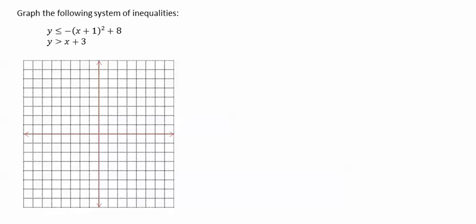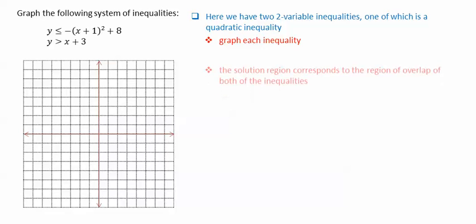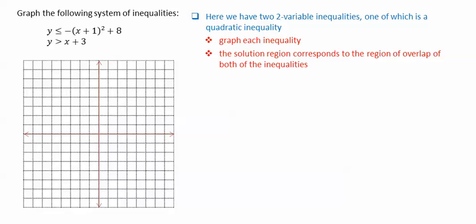Graph the following system of inequalities. Here we have two variable inequalities, one of which is a quadratic inequality. We'll graph each of these inequalities, and then the solution region will correspond to the region of overlap of both of the inequalities.